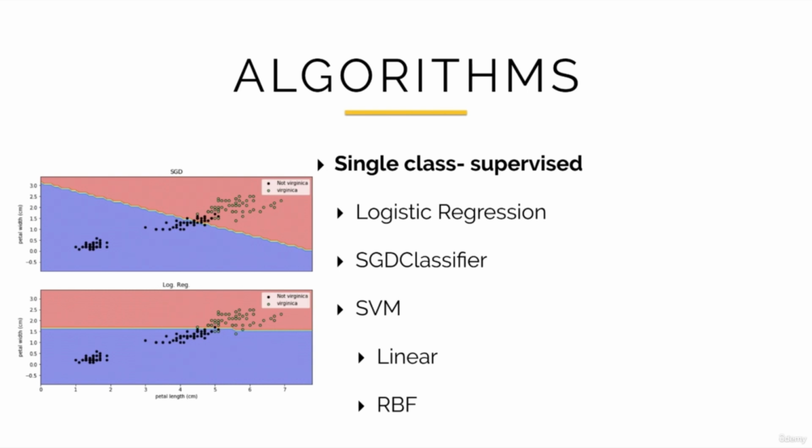But we can see that the stochastic gradient descent, which is just using a linear support vector machine at this point, has more of a diagonal separation, whereas the logistic regression is more of a horizontal separation. So let's look at each of these algorithms in a little bit more detail.